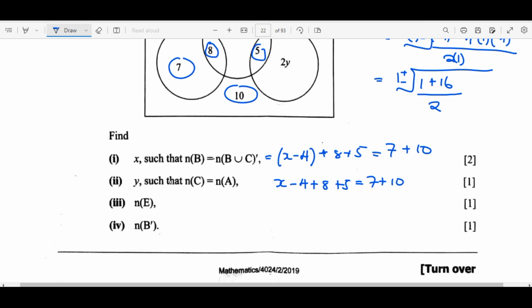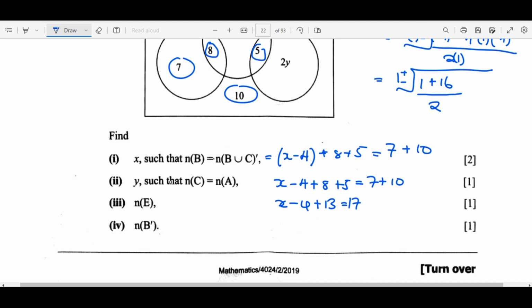So in this case, we can work out here, we're going to have 8 plus 5. What are we going to have? 8 plus 5, that is 13. So x minus 4 plus 13 is equal to 7 plus 10, that is 17. Okay, here we have 17.